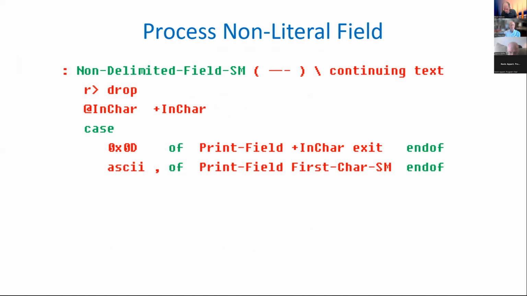It's either looking for a 0D, hex 0D, which is an exit, meaning the end of line, or it gets a comma, which means end of field. And in that case, it loops back and processes the first character again. Lacking any of those exits, it just records the character. And because we're now in a non-literal field, it will recurse. It will execute the non-delimited field again, working its way through the data fields until it gets an exit.